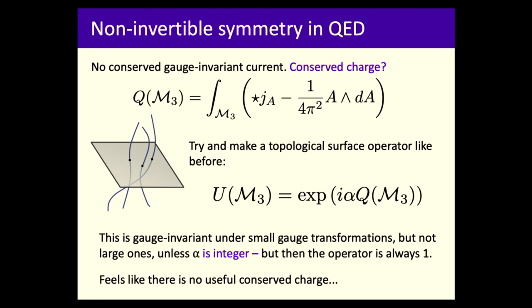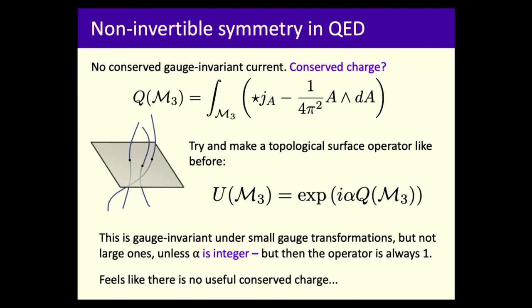Okay? And we can try again to make a topological surface operator like before, by exponentiating this with some factor alpha there. But now there's a problem, because you see this alpha is multiplying this Chern-Simons form. And Chern-Simons forms aren't actually invariant under large gauge transformations unless alpha is an integer. Okay? So I think many of you have seen this. For those of you who have not, let me just say a few words about how to see this quickly.